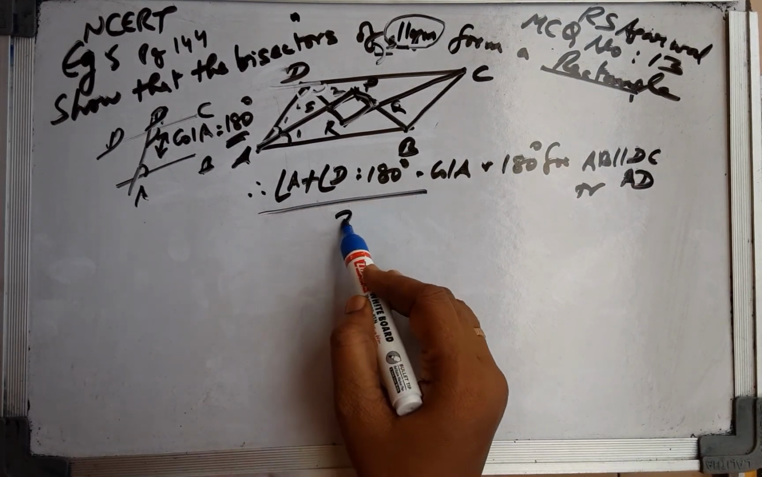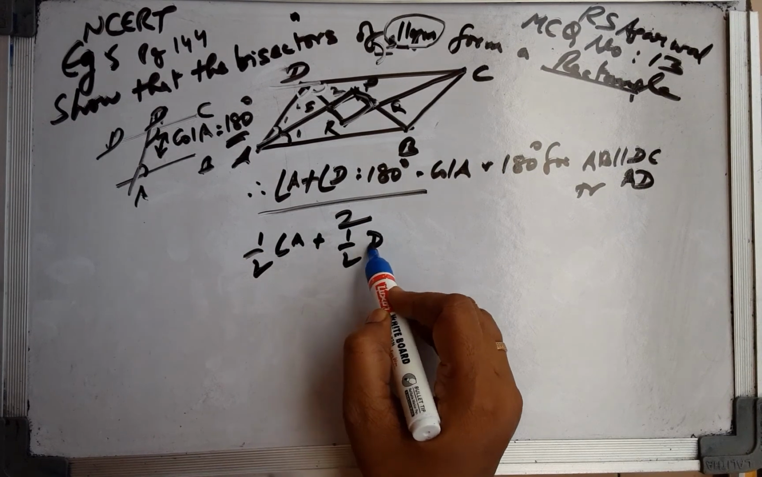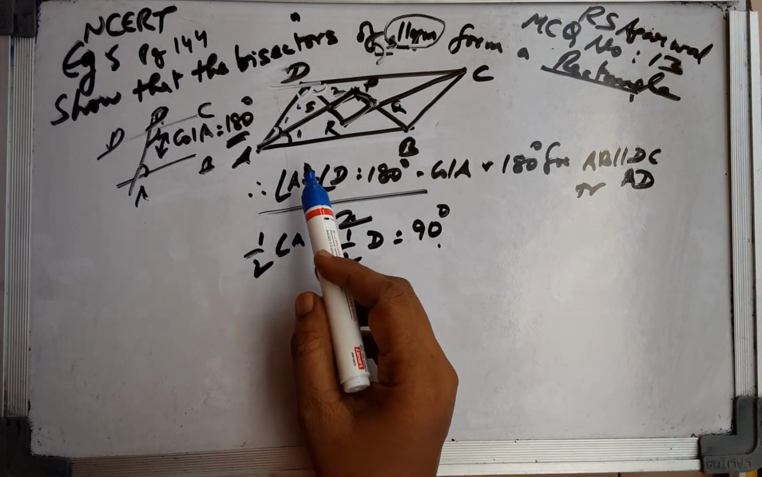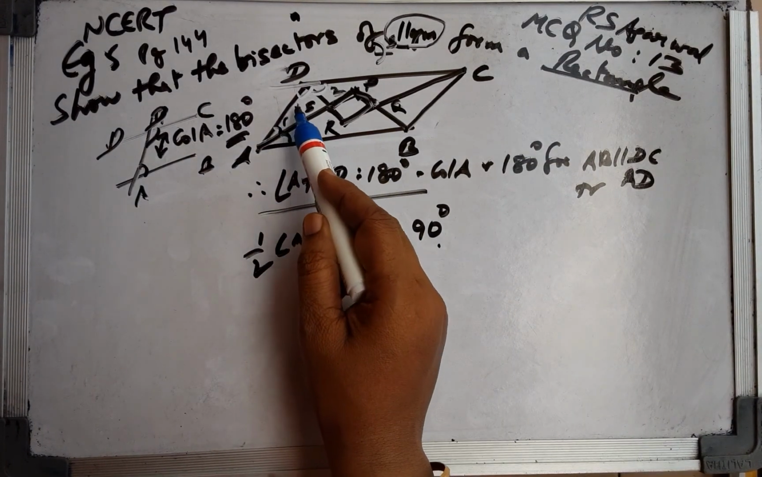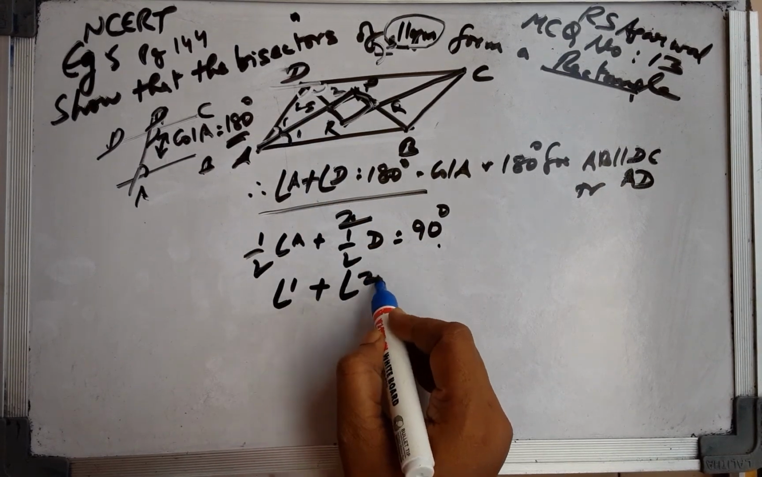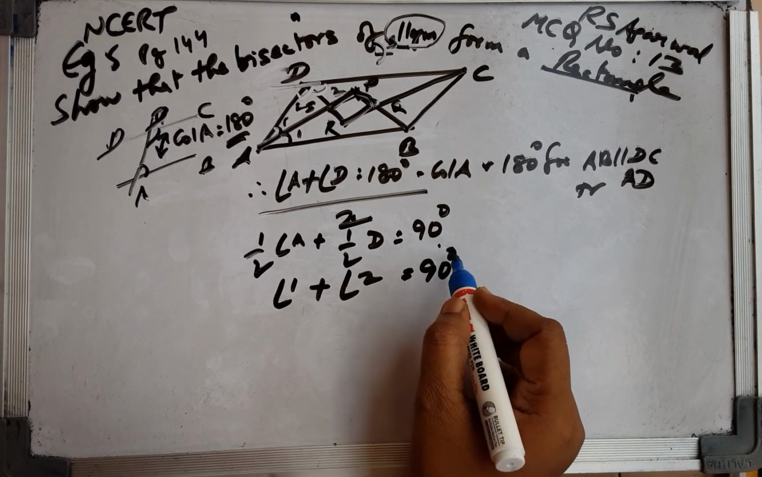Now dividing both sides by 2, I have half A plus half D equals 90 degrees. This is 180 divided by 2. Here since it is a bisector, I have written this half A is nothing but angle 1, and angle 1 plus angle 2 is equal to 90 degrees.